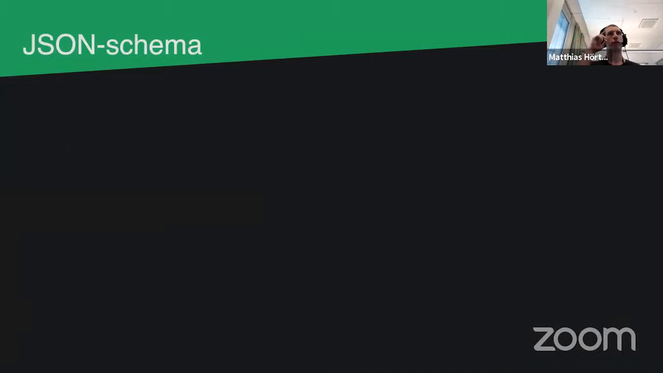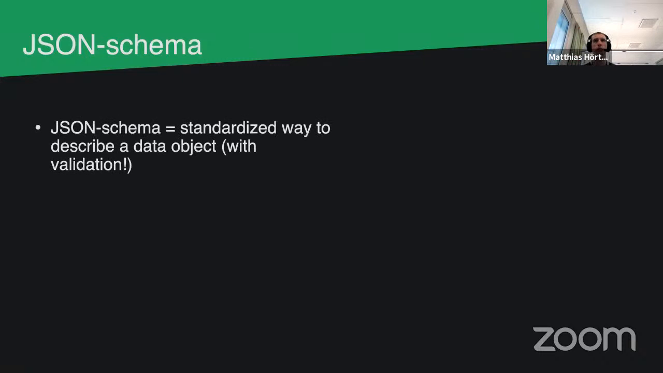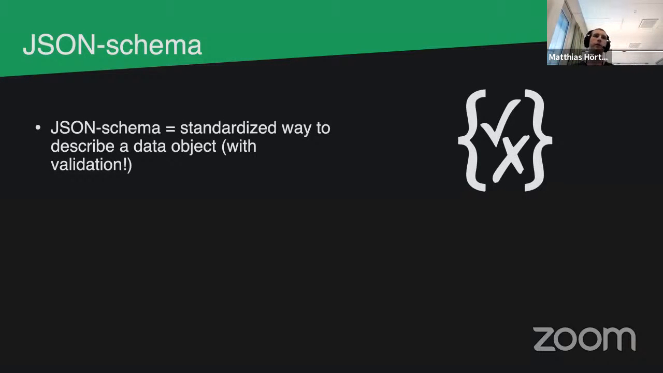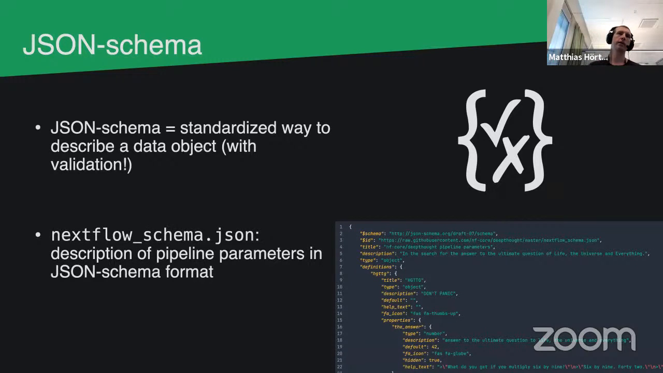So we therefore looked at JSON schema and thought this is exactly what we want. It's a standardized way to describe a data object, and it comes with its own validation library, which takes a lot of work off our shoulders. And last summer, we therefore added the nextflow_schema.json file to the template, which is a description of all pipeline parameters in a JSON schema format. And here you see a quick excerpt of it.